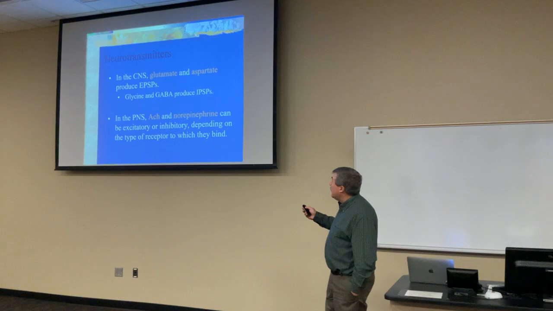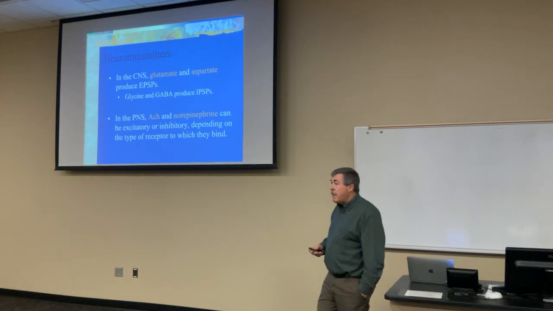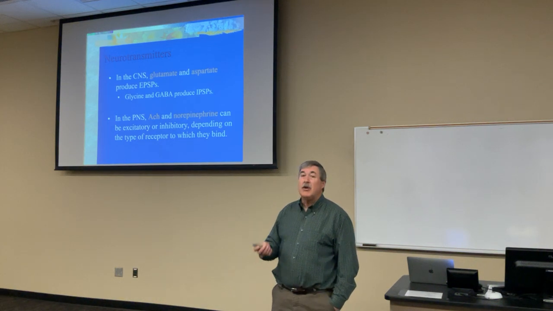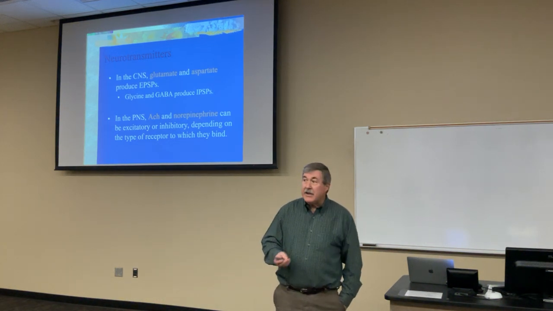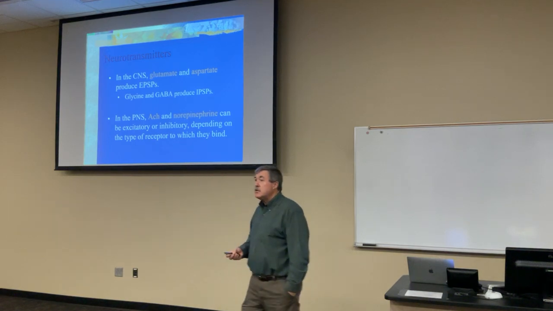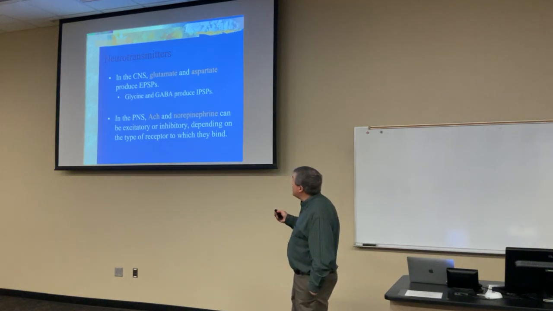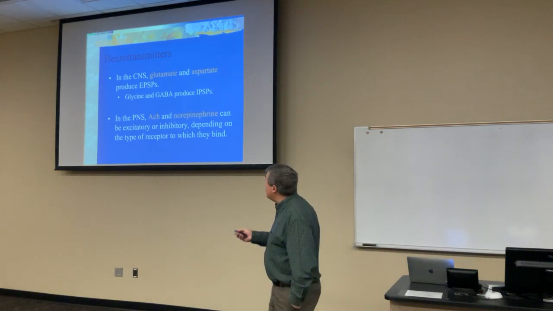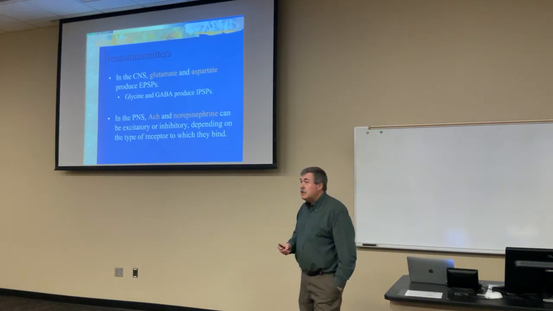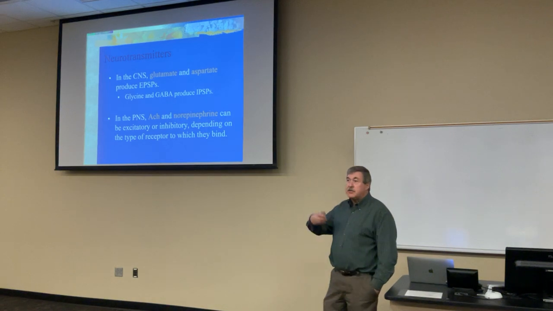nervous system. So in the central nervous system, the 2 most important neurotransmitters are actually amino acids. Amino acids can be released by neurons and used as neurotransmitters. So in the central nervous system, glutamate and aspartate, which are 2 amino acids, produce excitatory postsynaptic potentials. So those open up sodium channels.